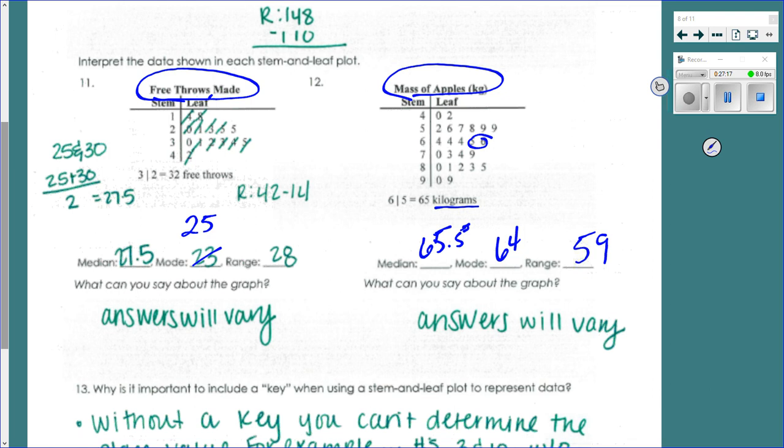Number 12, median of 65.5, mode of 64, range of 59. What can I say about it? These are some really big apples. 99 kilogram apple. That's pretty huge.